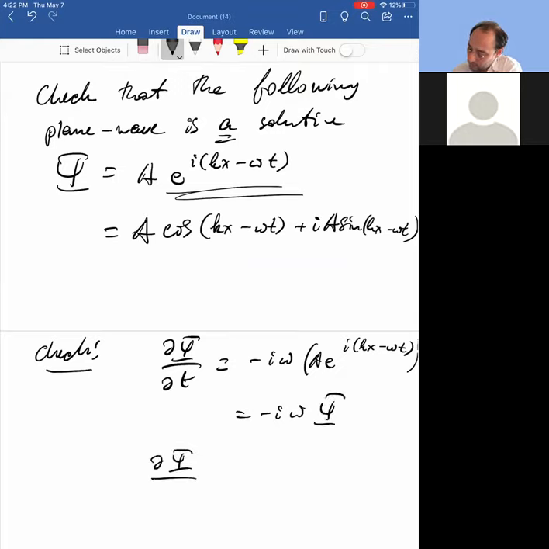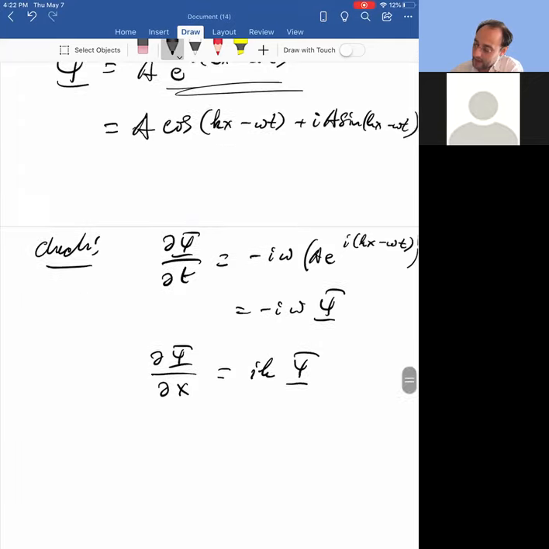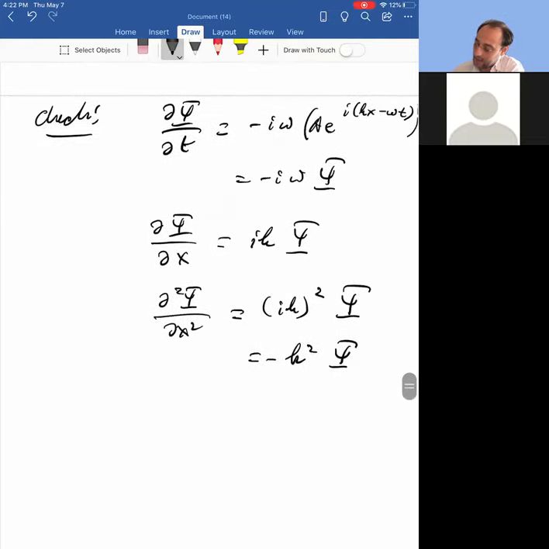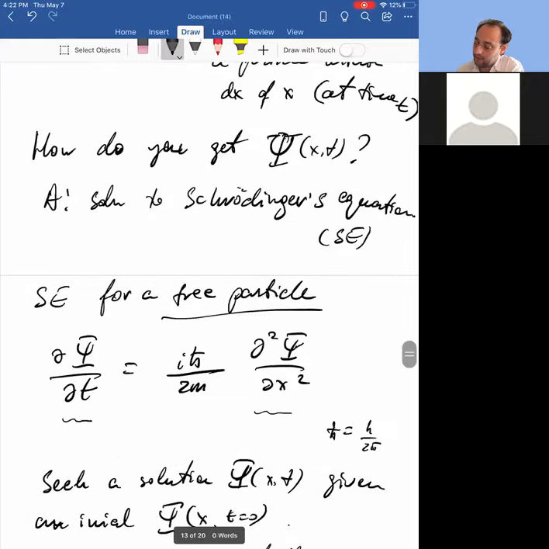Partial psi, partial x. You can see by similar argument, it's going to be ik times the psi. And the partial squared psi, partial x squared, is (ik) squared times the psi, which is minus k squared times the psi. Okay, so now, let's just substitute that back into here, okay?